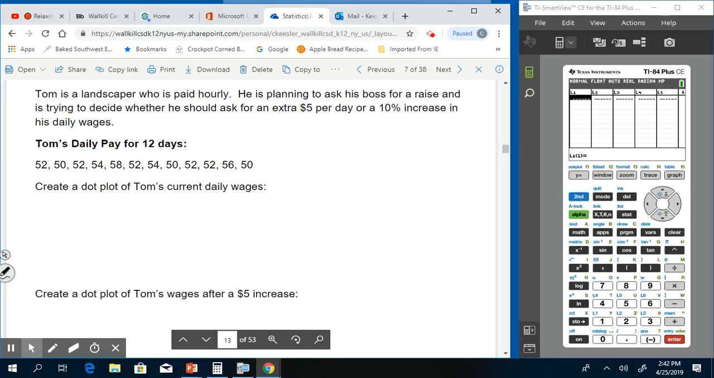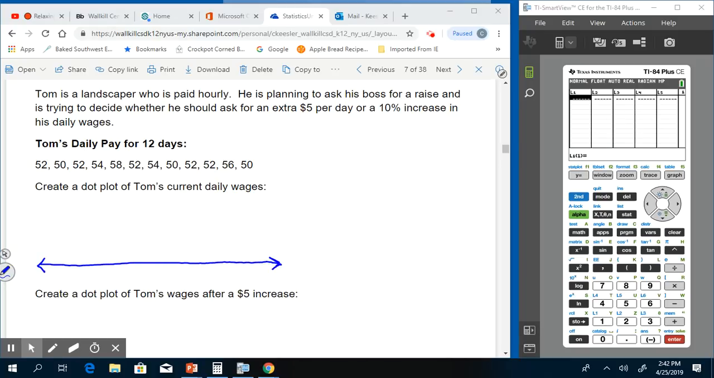He's planning to ask his boss for a raise and is trying to decide whether he should ask for an extra $5 per day or a 10% increase in his daily wages. We have Tom's daily pay for 12 days, and we're going to create a dot plot of that original data first. So in order to make a dot plot, we start by creating a number line and making sure we include all the numbers that are in the set.